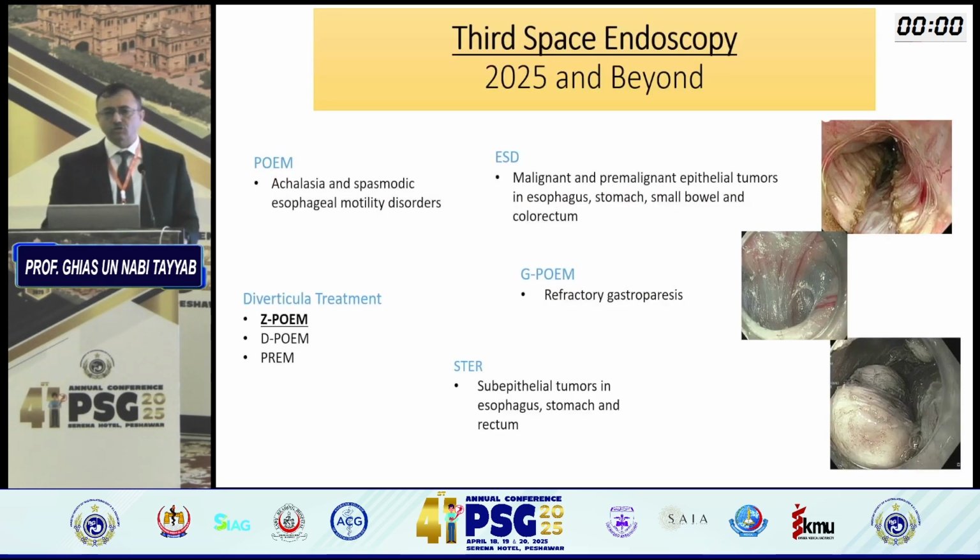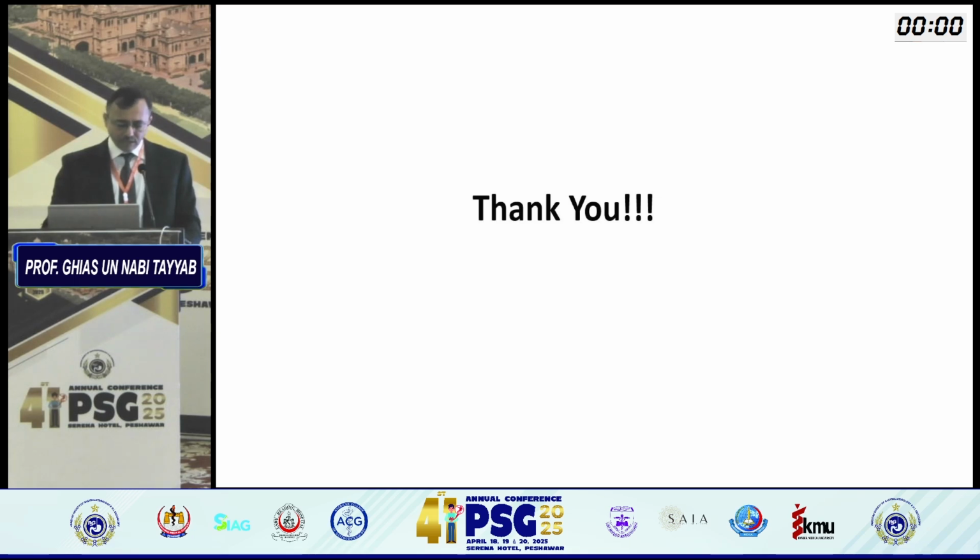Third space endoscopy, the spectrum has opened up hugely, enormously. In the coming years, maybe NOTES, we start doing it routinely. We start taking out the gallbladder, all this stuff, through the stomach hole instead of going through the anterior abdominal wall. So I thank you for your patient listening.